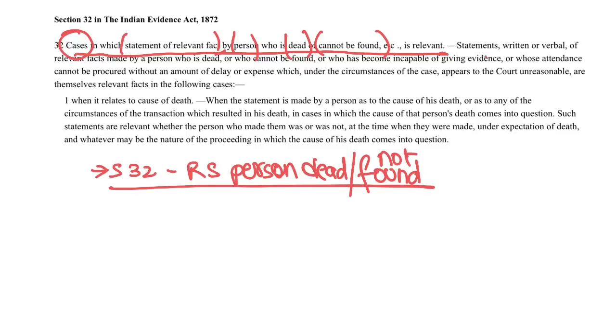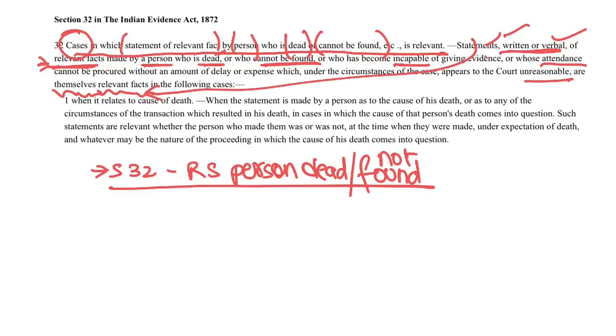Then it says statements written or verbal of a relevant fact. For this you will have to understand relevant fact under the Indian Evidence Act, and that is for a different time. But it says written or verbal statements regarding a relevant fact, not any fact, just a relevant fact, made by a person who is dead or cannot be found, or who has become incapable of giving evidence, or whose attendance cannot be procured without an amount of delay or expense which, under the circumstances of the case, appears to the court unreasonable, are themselves relevant facts. So these statements, either written or verbal, by a person who is dead, cannot be found, incapable, etc., themselves become relevant facts.